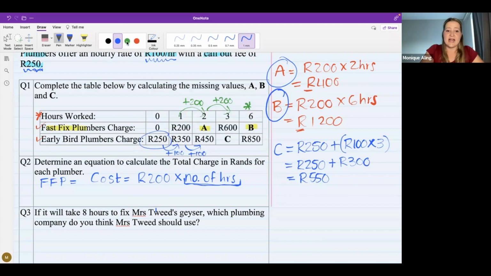Then looking at early bird plumbers. So I'm just going to abbreviate here, early bird, so EBP. This one's slightly different. But all we're doing is taking how we worked out C and putting it into a general formula. Anyone want to give it a go?